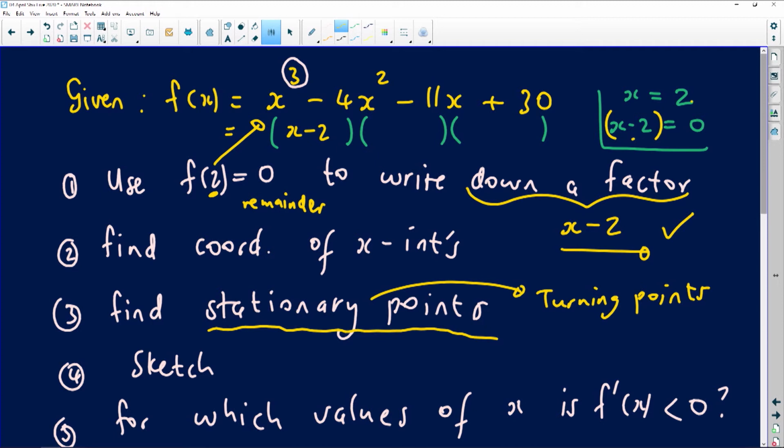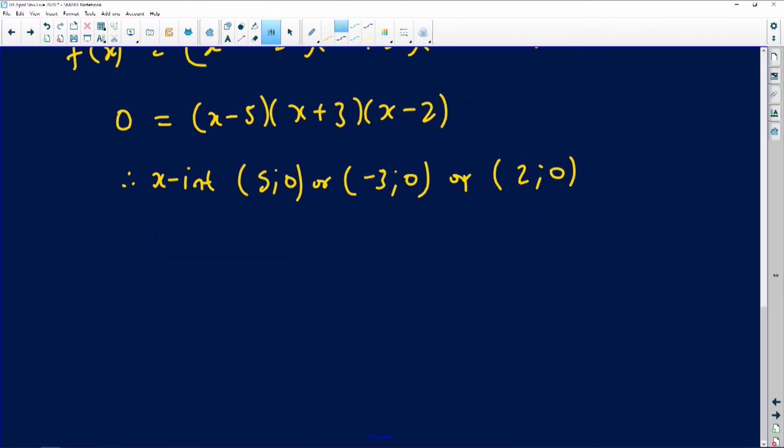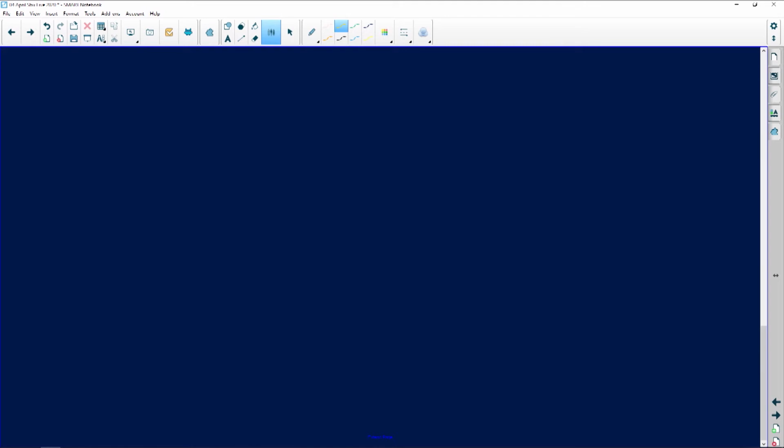Now, what does a cubic graph look like? You guys need to know this. They're asking for the turning points. Stationary points and turning points are exactly the same thing. Very important. Okay, cool. So a cubic graph looks as follows.